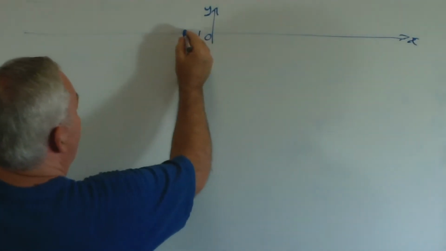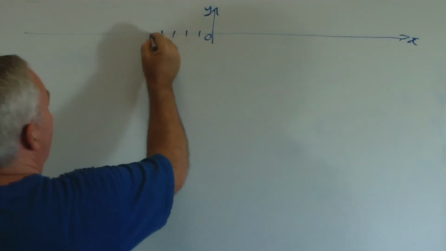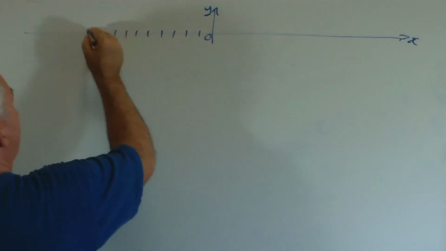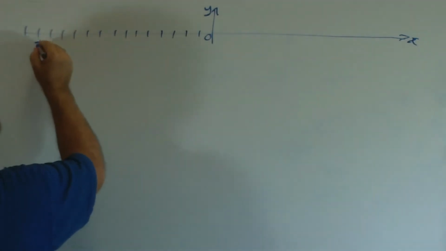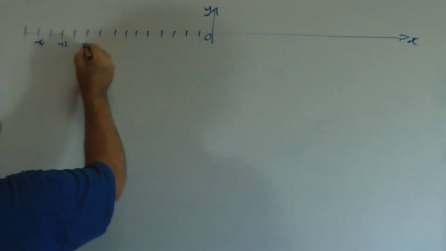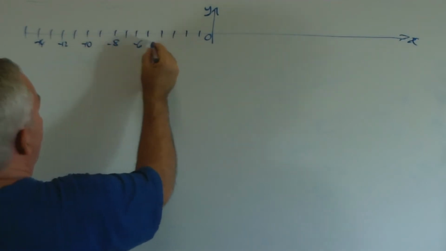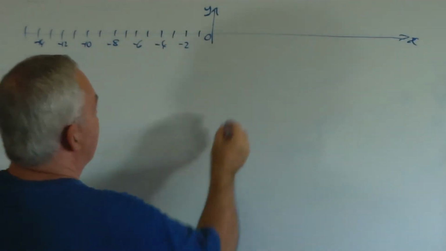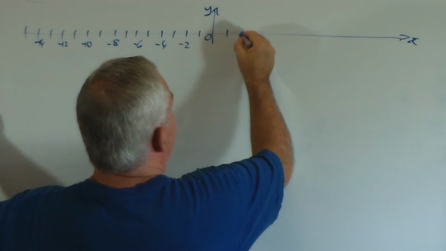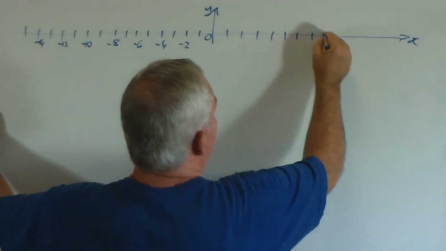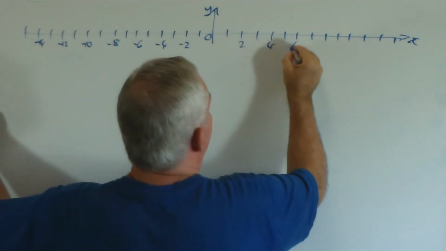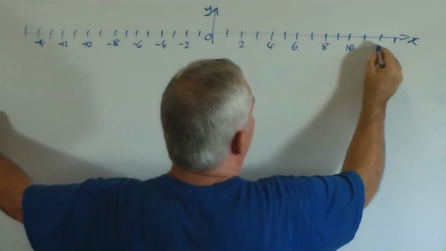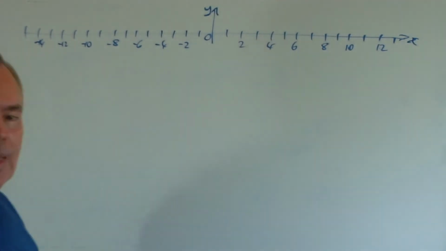But let's try it. Minus 2, 3, 4, 5, 6, 7, 8, 9, 10, 11, 12, 13, 14. We'll do that. Minus 14, minus 12, minus 10, minus 8, minus 6, minus 4, minus 2. Just marking every second one. 1, 2, 3, 4, 5, 6, 7, 8, 9, 10, 11, 12, 13. Okay.